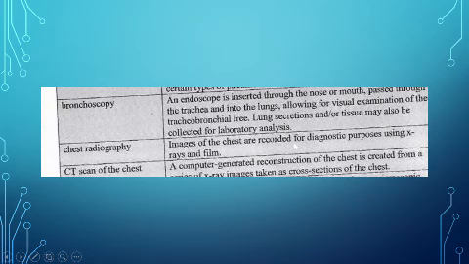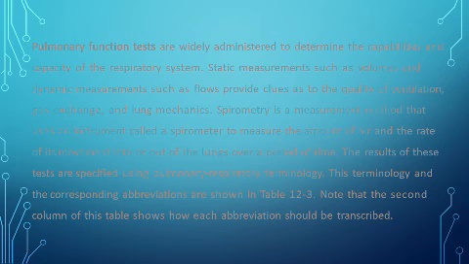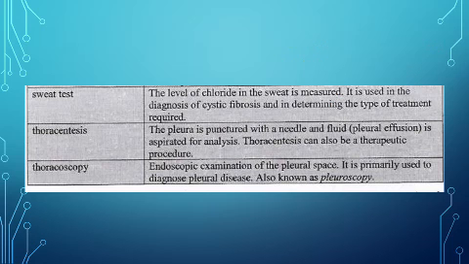Images of the chest are recorded for diagnostic purposes using X-rays. I think you are all aware of X-rays. Then CT scan of the chest. A computer-generated reconstruction of the chest is created from a series of X-ray images taken as cross-sections of the chest. These procedures are done by providers, the doctors, to know the cause of our diseases. Okay, clear. Then sweat test, thoracentesis, thoracoscopy are also other types of procedures.